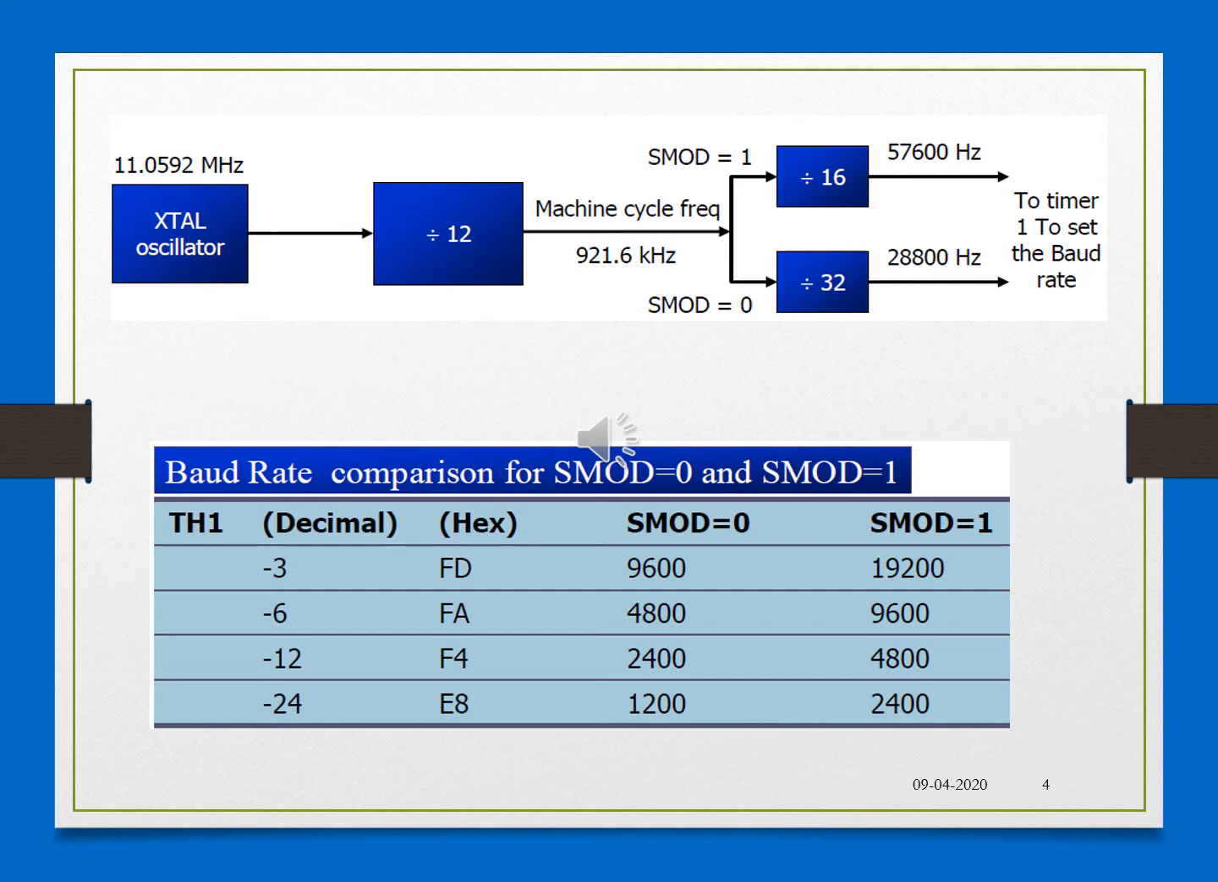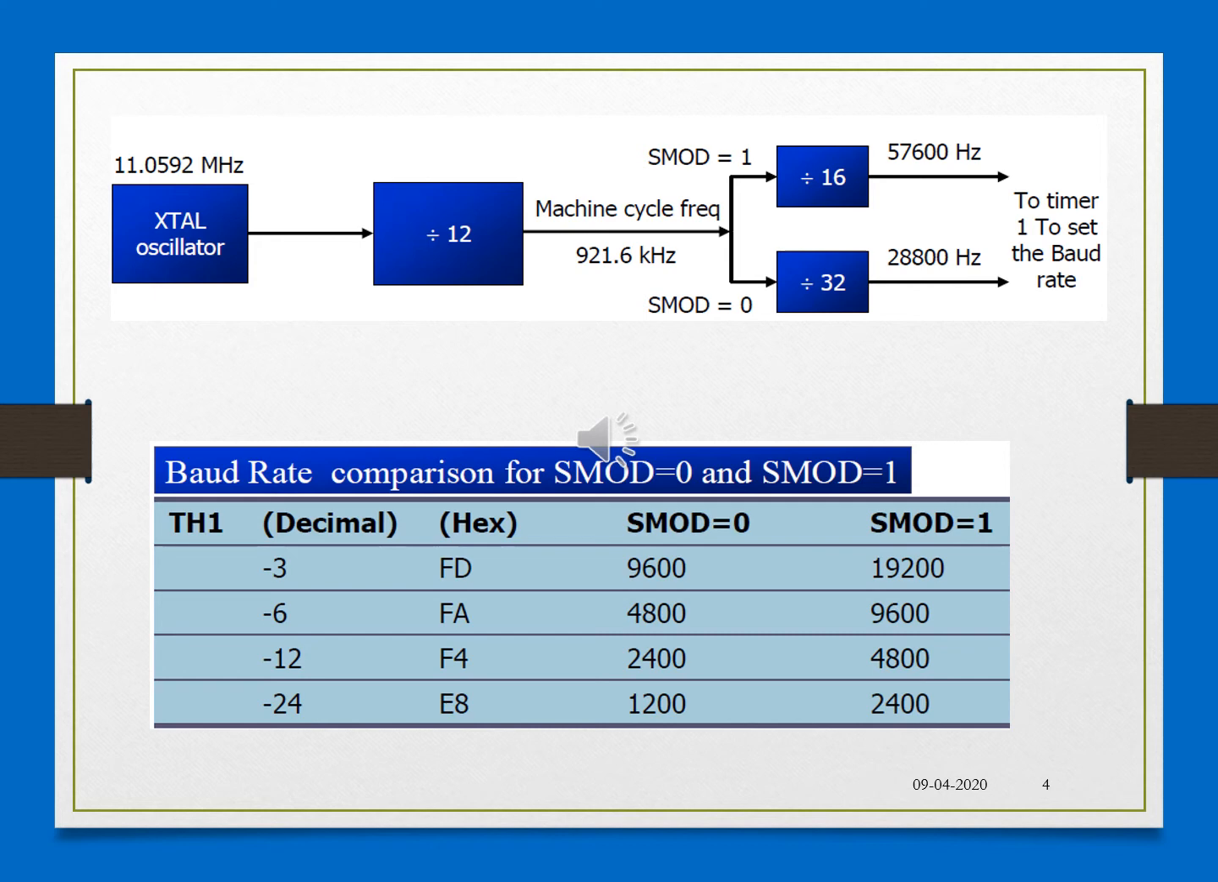Here exactly what happens is that the internal circuitry will be dividing the machine cycle frequency, 921.6 kilohertz, by 16. So what finally you get will be double the baud rate. This baud rate will be used by timer 1. Observe the table here. The values will remain the same.